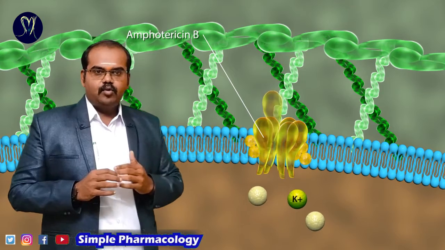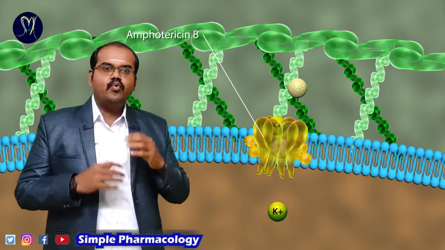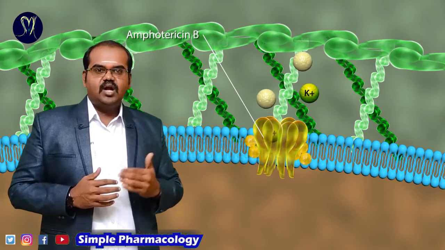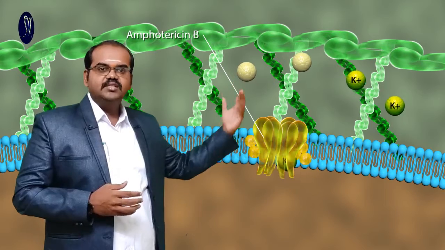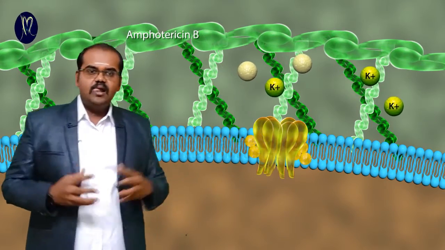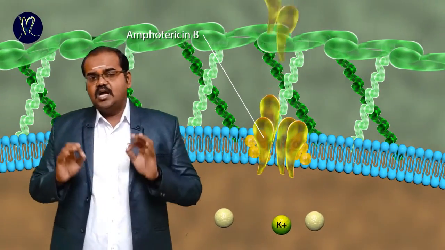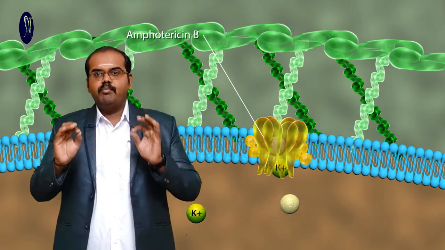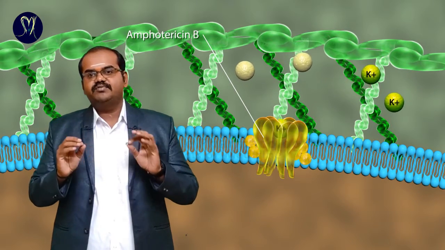Through those micropores, the intracellular constituents, particularly the important monovalent ions and water-soluble constituents, for example amino acids, leak out from the cells, which leads to death. That's the mechanism. If you want a single-line mechanism, you can write like that: Amphotericin-B binds with ergosterol to make micropores, which leads to leakage of cell constituents.